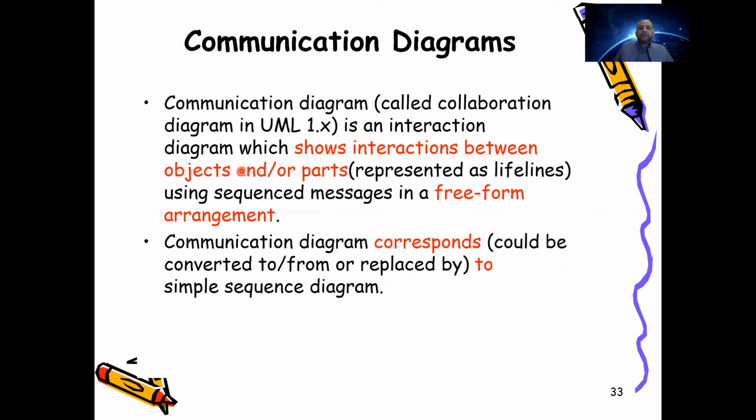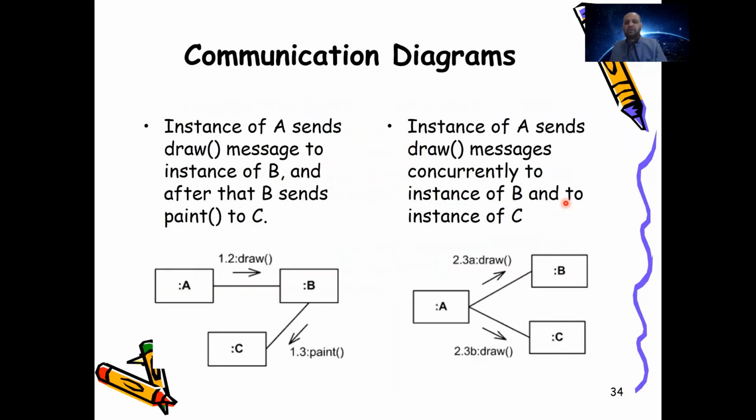It is an interaction diagram which shows interaction between objects and parts, representing lifelines, using sequence messages in a free-form arrangement. Communication diagram corresponds to a simple sequence diagram. It means that communication diagram and sequence diagram are interchangeable. You can convert a communication diagram to a sequence diagram, and you can convert a sequence diagram to a communication diagram. Let's see, first of all, an example of communication diagram.